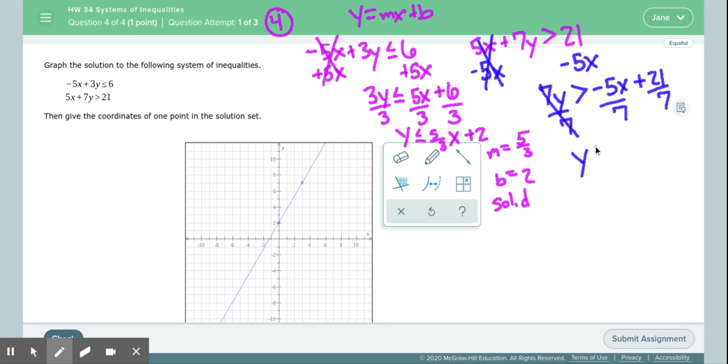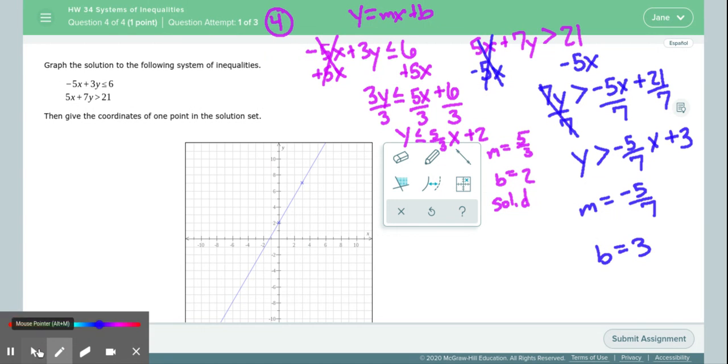This gives me y is greater than negative 5 over 7. I'll use Desmos to see if it can simplify. It doesn't, so I'm just going to rewrite this as minus 5 over 7, keep the x with it, and then positive 21 divided by positive 7 is positive 3. So in this case, my m, my slope, is negative 5 over 7, and my b, my y-intercept, is positive 3.